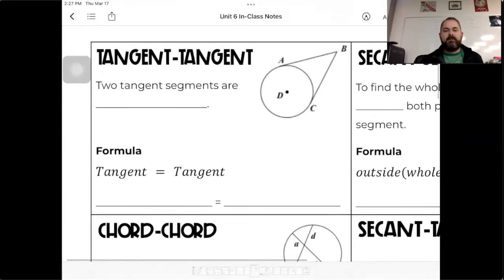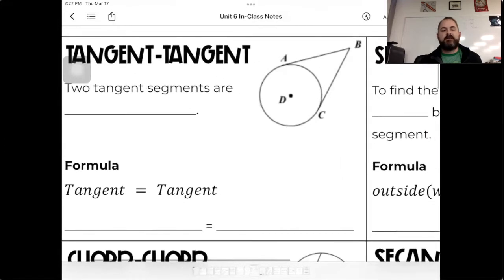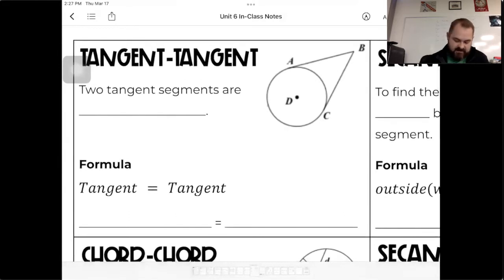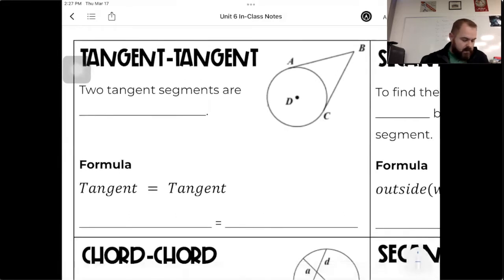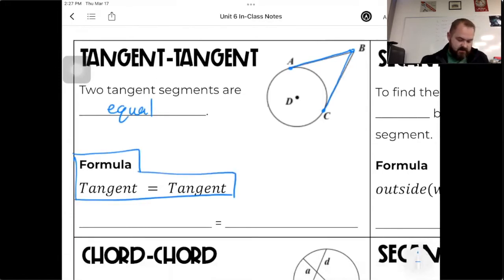The first one we're going to identify is tangent, tangent, when two tangent lines intersect. Two tangents are always going to intersect outside of the circle. When a tangent intersects another tangent, it creates tangent segments that are always equal. So our formula is pretty easy to remember. Tangent equals tangent. One tangent segment equals the length of the other tangent segment whenever they intersect. So in this case, the length of AB has to be the same as the length of BC.